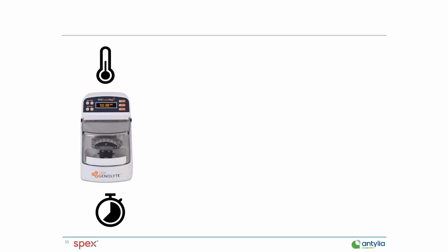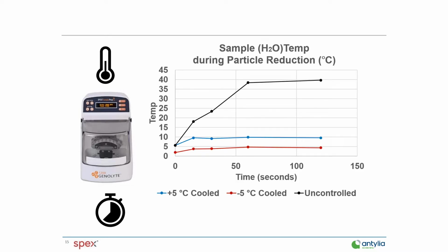So you can quickly generate enough heat to suddenly cook your sample, especially if you have a fairly long grind time. Maybe you're doing a particularly difficult type of tissue, maybe a fibrous piece of tissue, and you need to grind it for a significant period of time. Well, we did a little study. We have the ability with our Genolite to have cooling.